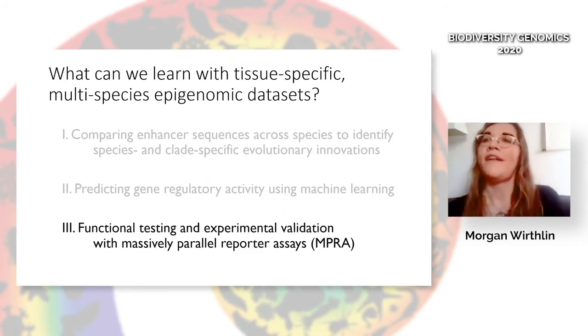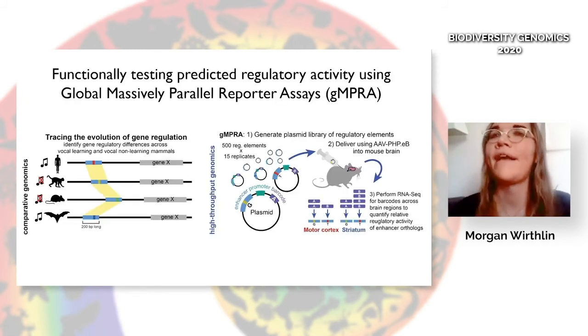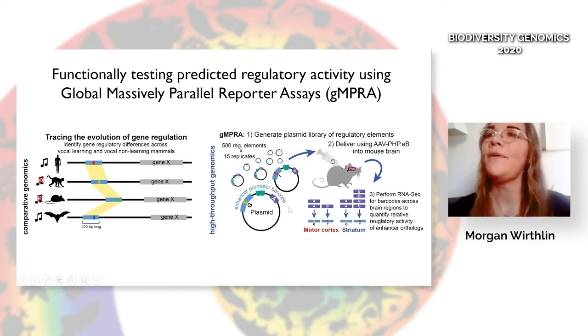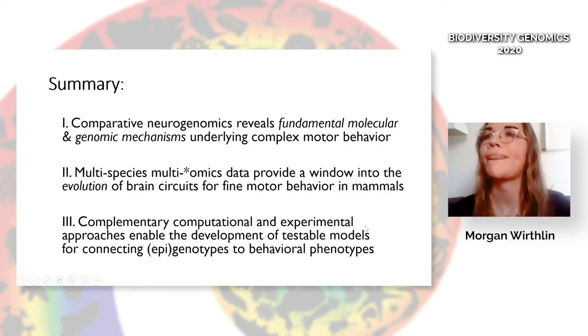Furthermore, I'm also developing ways to functionally test and experimentally validate these sequences with massively parallel reporter assays, where essentially we can take these sequences that we've identified computationally and put them into a viral construct where then we can test the actual ability of these sequences themselves to drive expression as measured through RNA barcodes that we then sequence from any tissue we like.